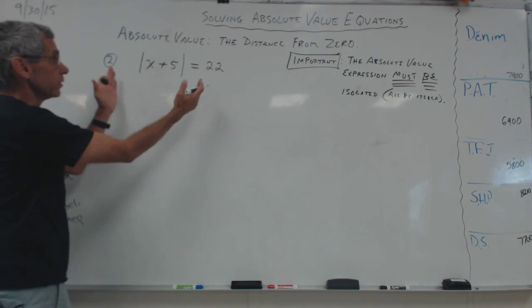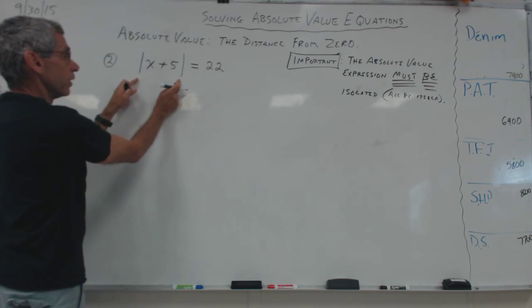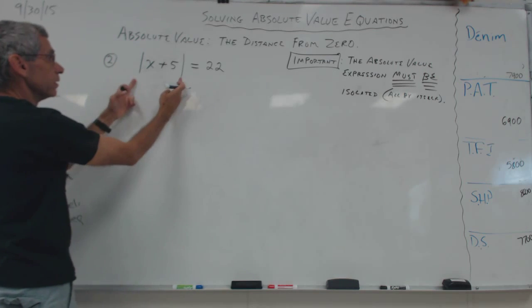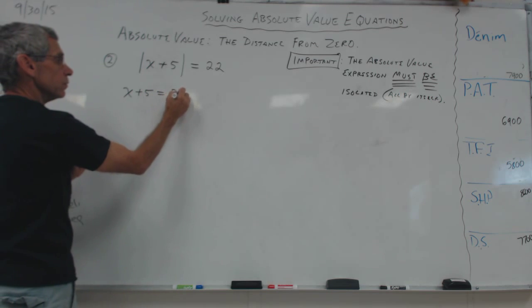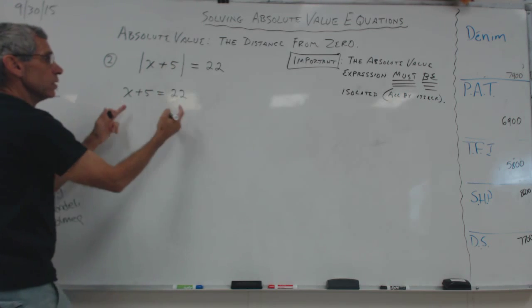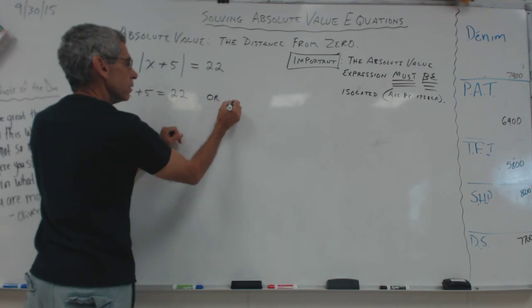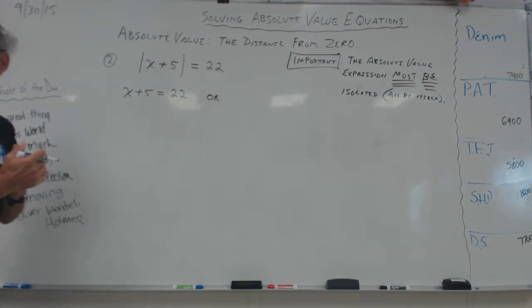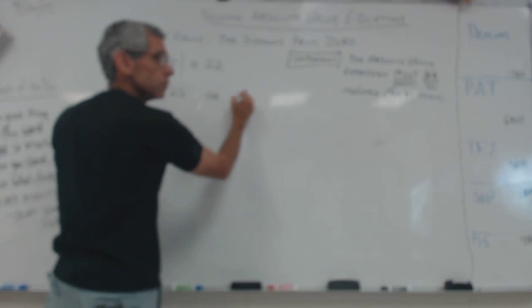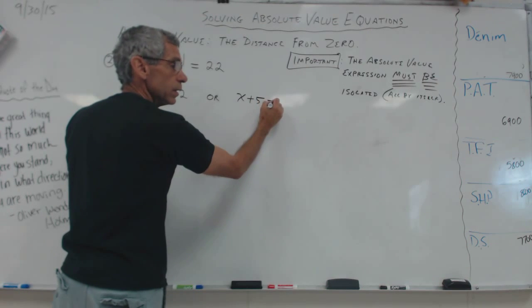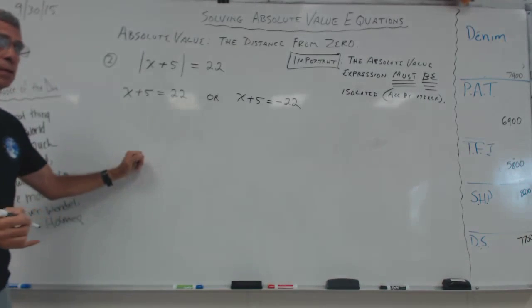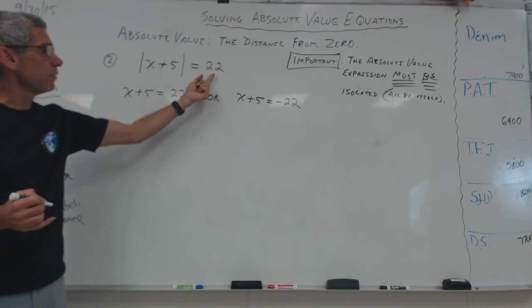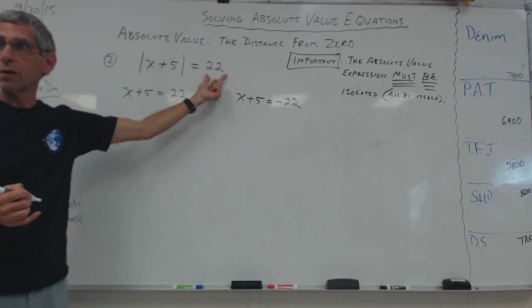So the first rule is to just rewrite that whole thing without the absolute value signs, once I know it's isolated. So I've got x plus 5 equals 22. I just don't have my absolute value sign. But then I have to put the or. And then I'm going to write what? X plus 5 equals negative 22. Right? I'm doing exactly the same thing. The only thing is I have it equal the opposite number here.